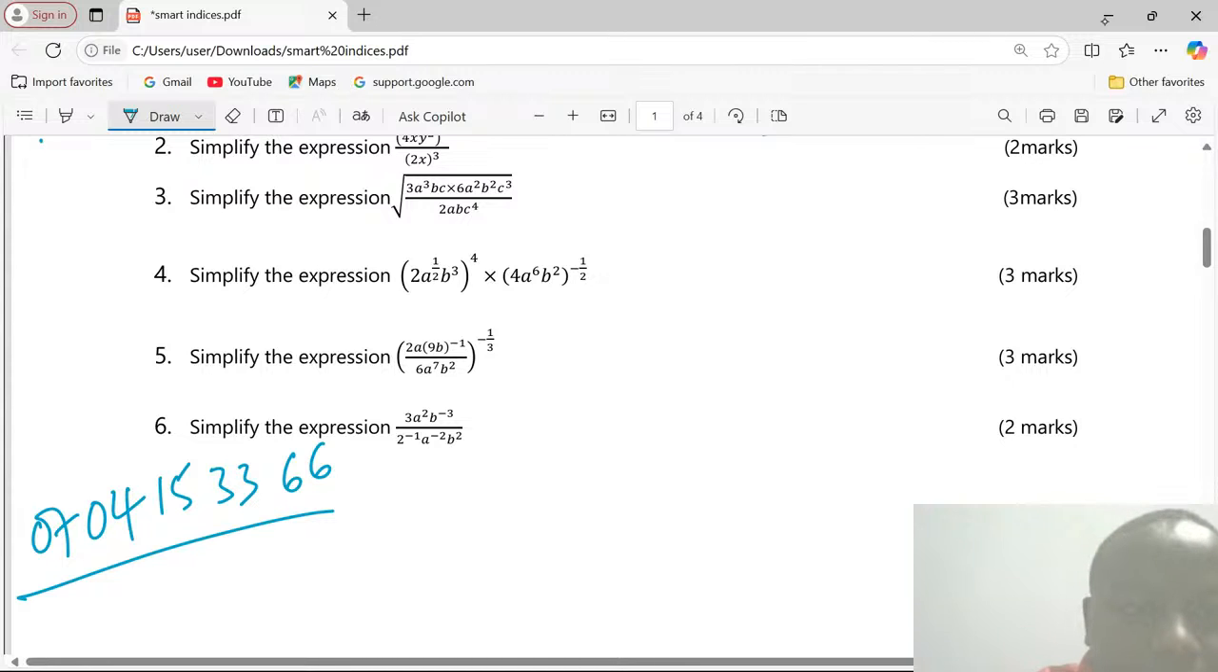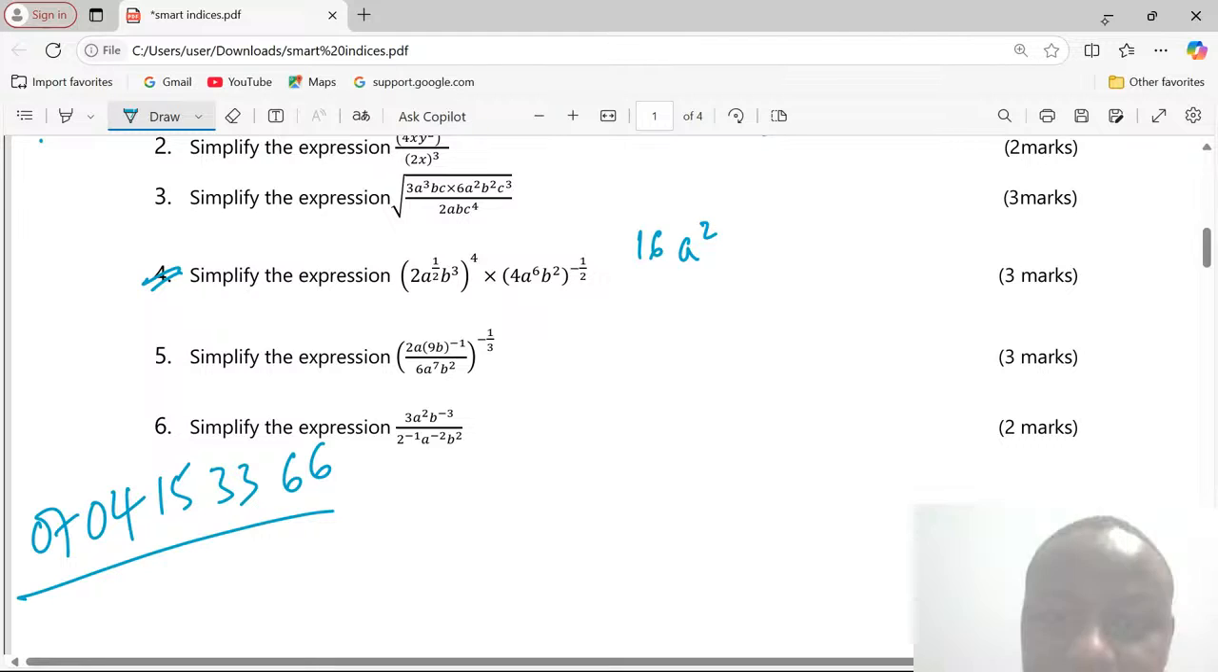Number 4, another interesting question. Now we're going to have everything raised to power 4 in the first term. So 2 raised to the power of 4 is equivalent to 16. So let's begin by 16. Then we multiply 16 by a power half. That half must be multiplied by power 4, and it becomes a power 2.